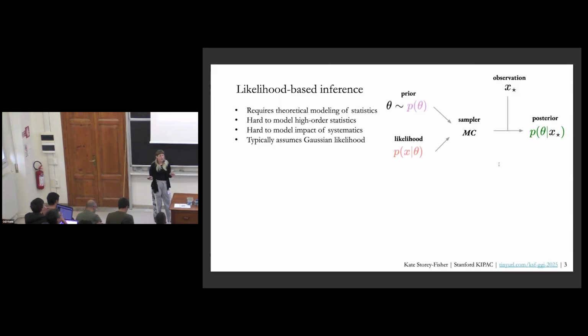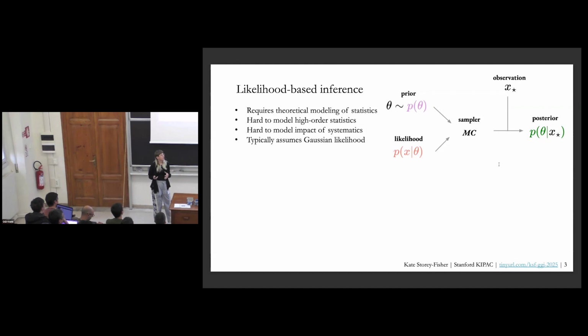So, a quick recap of the topic. Often when we do inference from galaxy clustering, we're doing a likelihood-based inference. When you do this, you have a prior and you define some likelihood that you typically have to assume is Gaussian. Then you run a sampler based on your observational data and compare it to your model at every step, and from that build up your posterior.